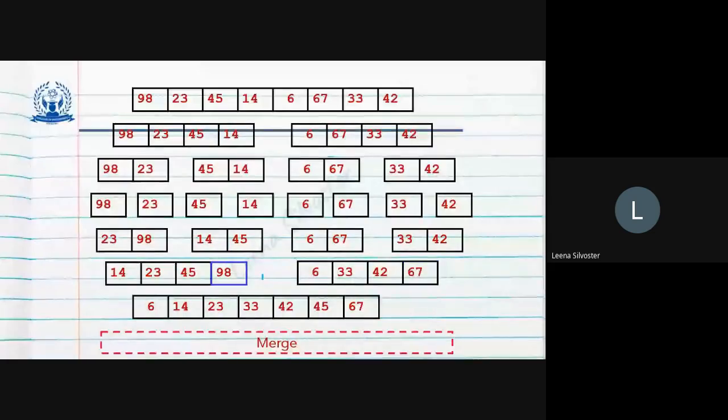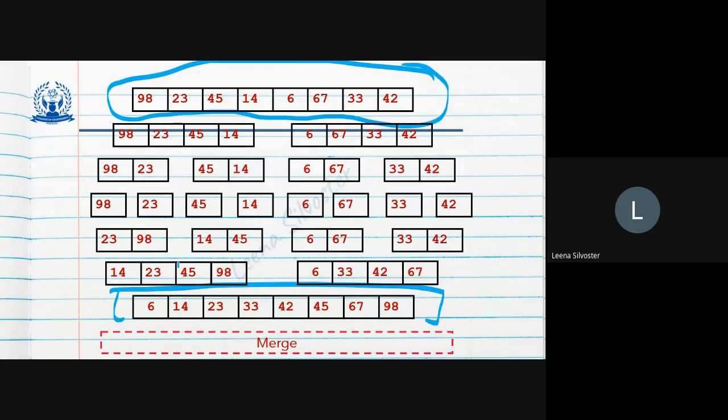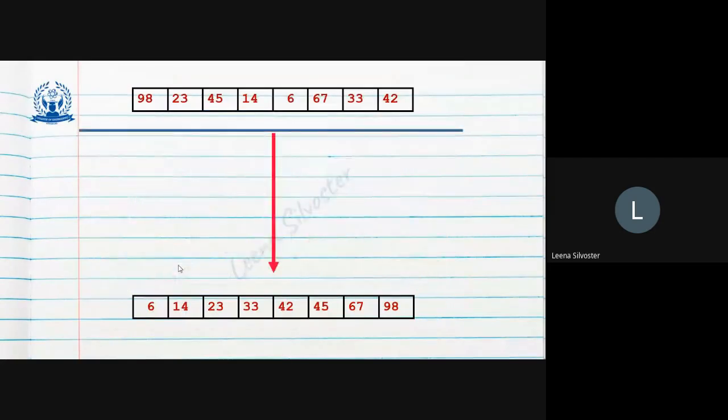Then only one element remains. So you can move 98 to the set. So this is our final sorted list. From this set, this is the unsorted list. From this set, we got the sorted list. This type of sorting is known as merge sort.